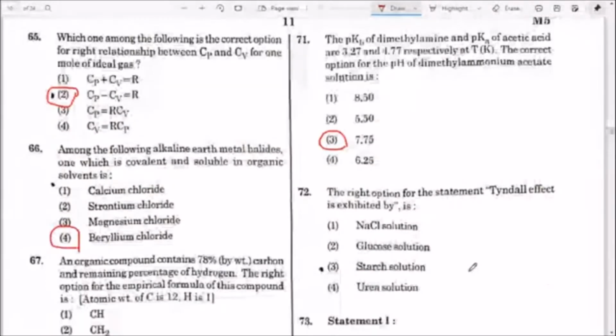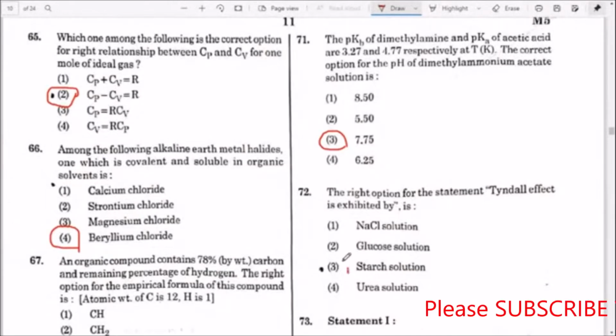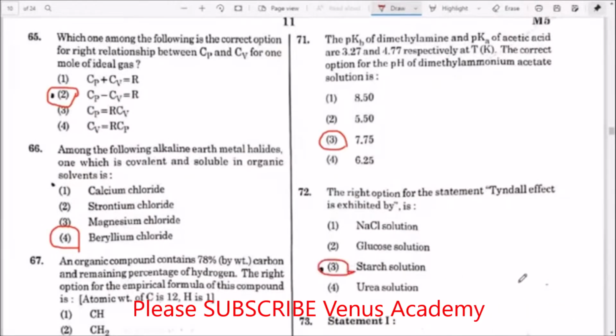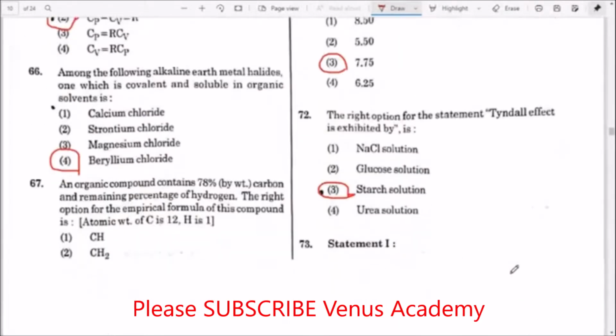Next, the right option for the statement Tyndall effect is exhibited by is starch solution. Yes, you can observe Tyndall effect with starch solution.